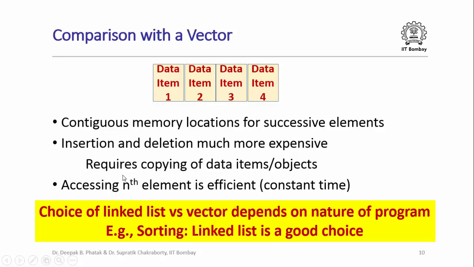So accessing the nth element is efficient, unlike in a doubly linked list where accessing the nth element is actually quite time consuming. So the choice of whether you're going to use a linked list or a vector for your purposes in your program really depends on the nature of your program. If you're going to do lots of insertions and deletions, perhaps a linked list is a good choice. If you need to access specific elements by their indices a lot of times, perhaps a vector is the best choice. For example, for purposes of sorting where we actually need to swap elements, insert elements in between two other elements and so on, a linked list would certainly be a good choice.